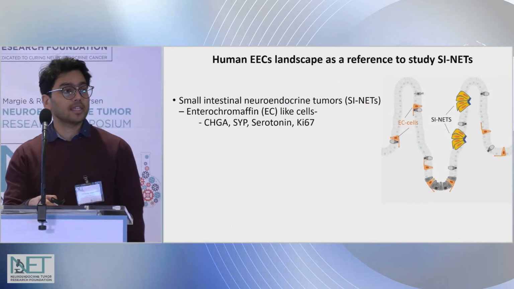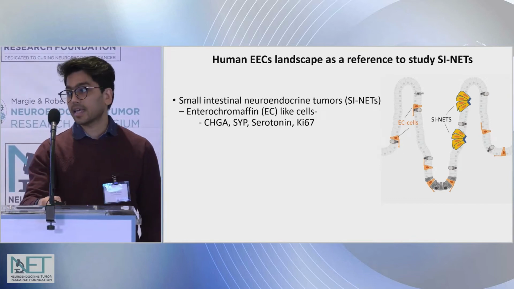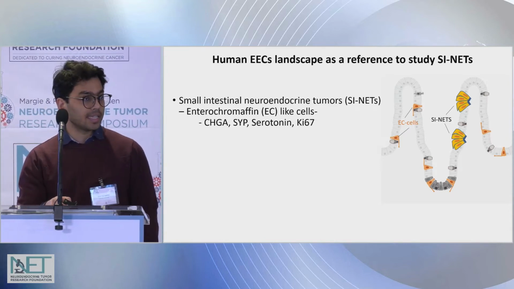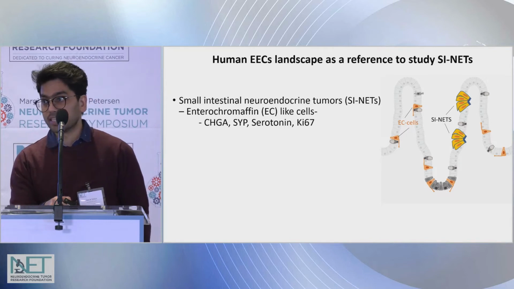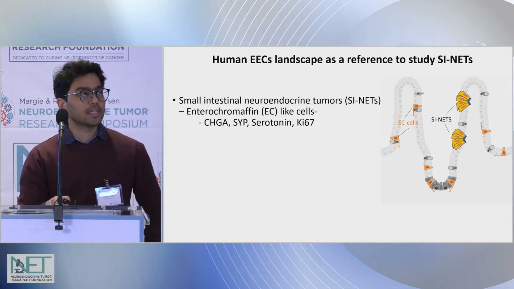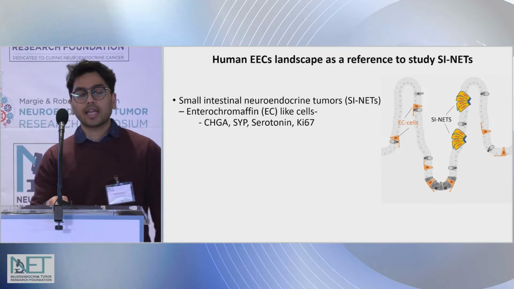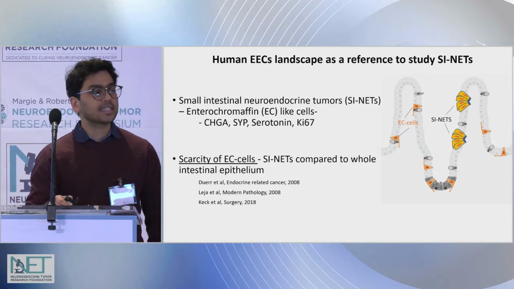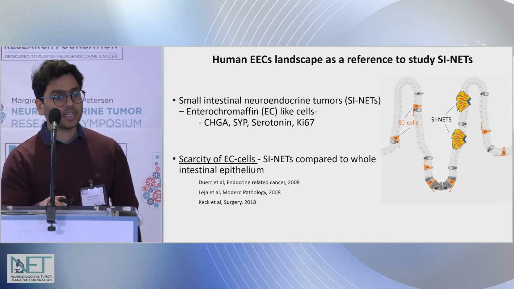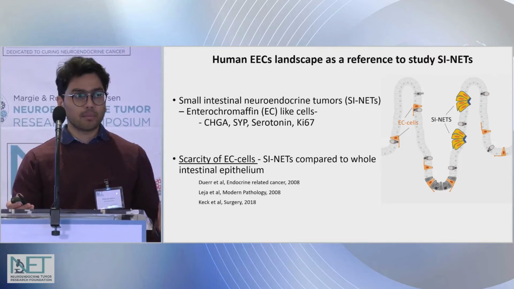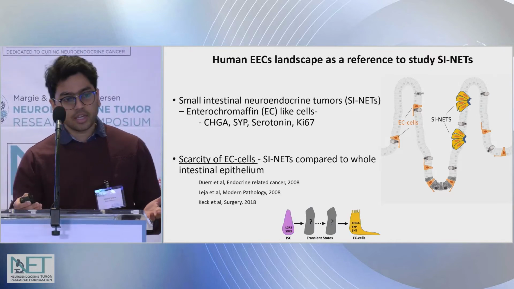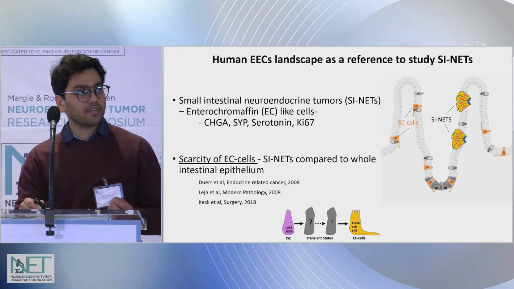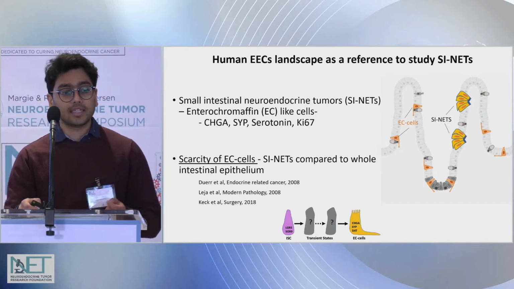So we know that small intestinal neuroendocrine tumors are enterochromaffin-like cells characterized by expression of chromogranin A, synaptophysin, and serotonin. But unlike native EC cells, they are dysregulated and proliferative in nature. To give an analogy, we can think of SINETs like bad apples and should be compared with good apples, that is the native EC cells. However, due to the scarcity of EC cells, traditionally people have been comparing SINETs with the whole small intestinal epithelium, which is like comparing bad apples with a mixed bag of fruits. Therefore, we need to understand the differentiation landscape of EEC and use this as a reference standard to understand the steps dysregulated in the SINETs.